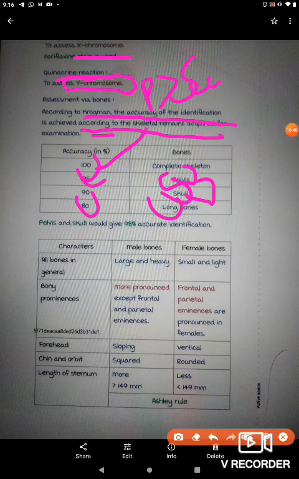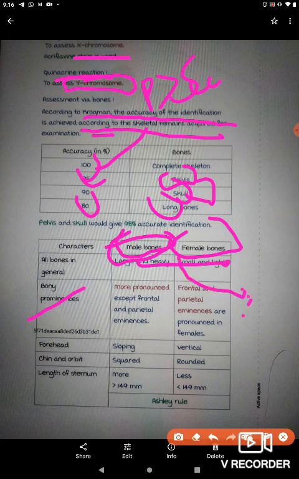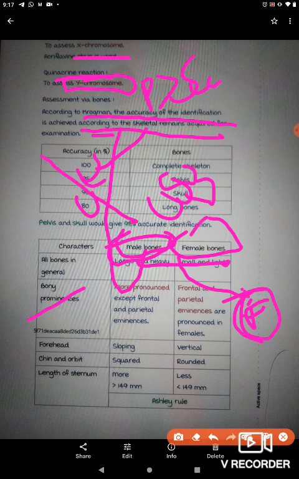Now we will see the difference between male and female bones. All bones in general are larger and heavier in the male and smaller and lighter in the female. Remember, all bony prominences are higher in the male except the frontal prominence. F for female, F for frontal prominence, is profound in the females. Males have a sloping head, and females have a more rounded head.